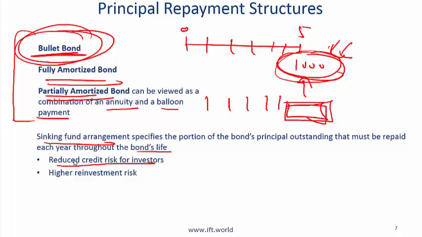When we have a sinking fund provision, then that principal is being paid back earlier or per a schedule, so that reduces credit risk. But there is higher reinvestment risk, because now the investor will get money back sooner, and the risk is that interest rates will go down, so the money that the investor gets back will then have to be reinvested at lower rates.